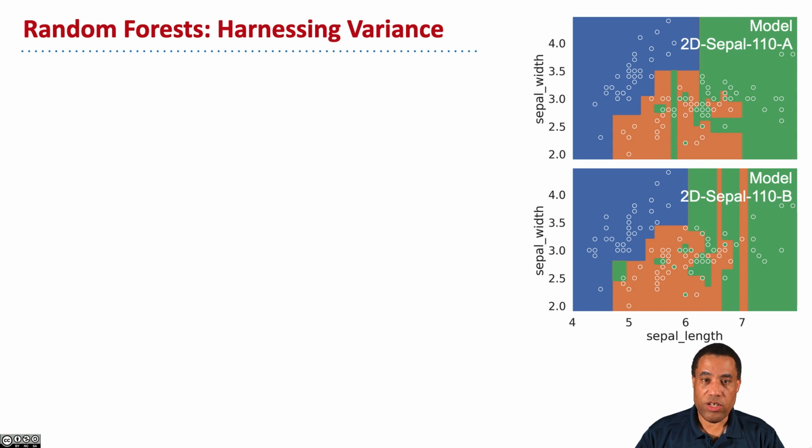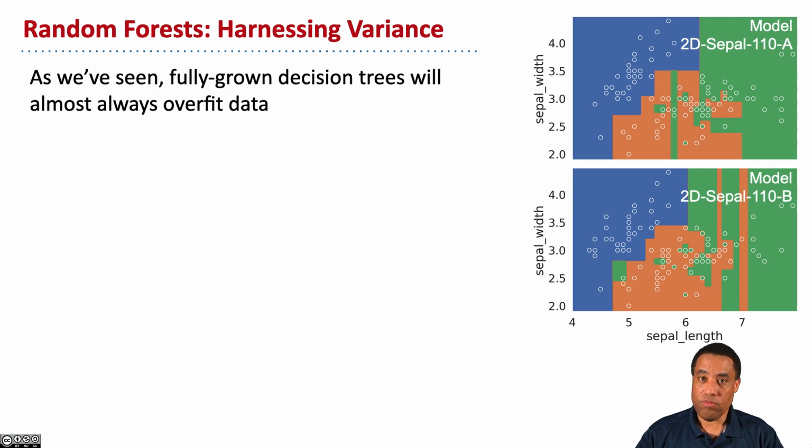So random forests. Here are 2 different subsets that I've taken from the data: a subset A that I've sampled from my data, and a subset B that I've sampled from my data. And I build decision trees. As we've seen, when we build a fully grown decision tree, it's almost certainly going to overfit the data.